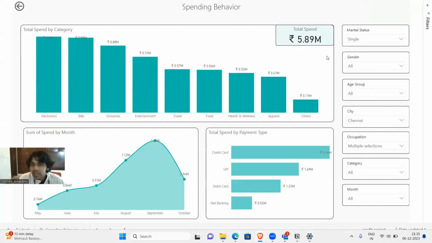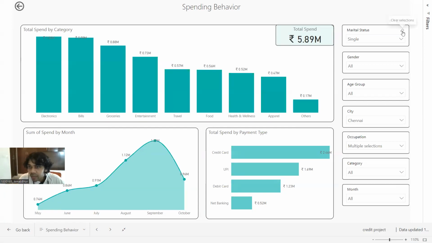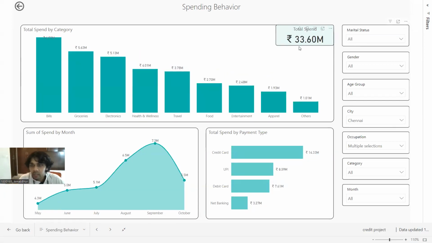One second. I'll get rid of this filter. We don't want to look for just singles, we want it for everyone. That was a synced filter from the earlier page. Anyway, we can see the spending patterns here. Bills, groceries, and electronics are the top three.